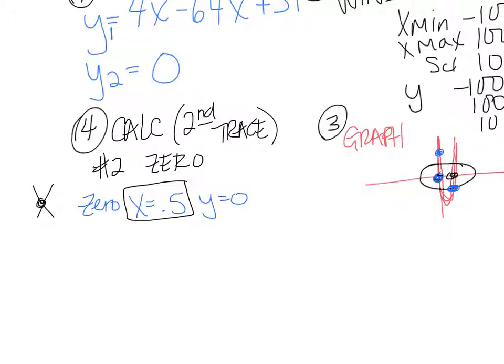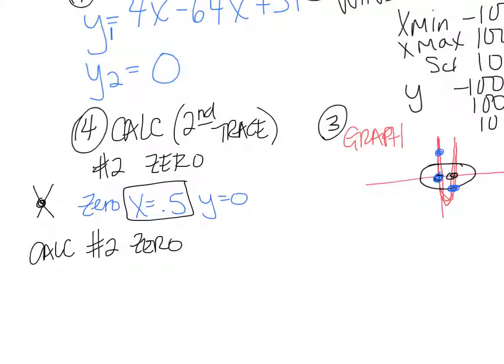Then I need to go back and do the same thing again. So I'm going to go to calc, number 2, 0. So calc, number 2. And now my spider showed up kind of the same place I put it the first time. Well, I want to know the second answer over here.